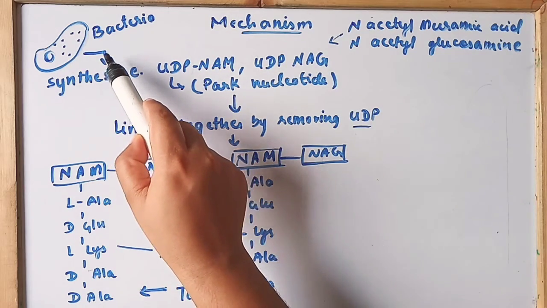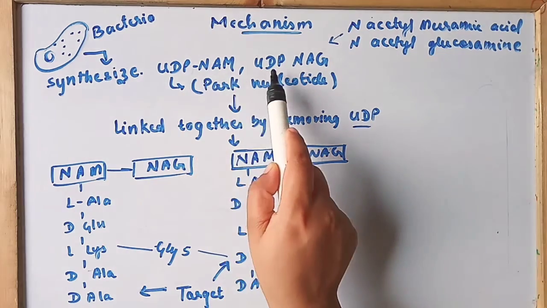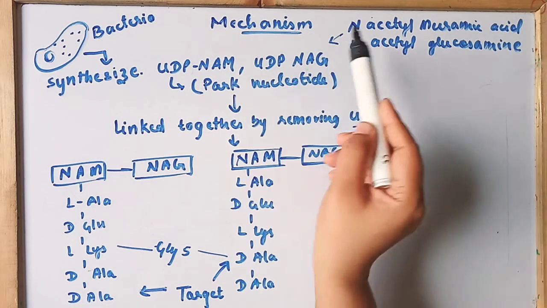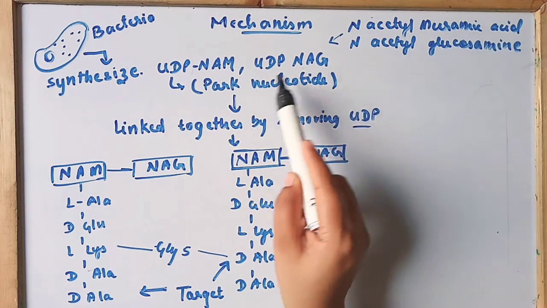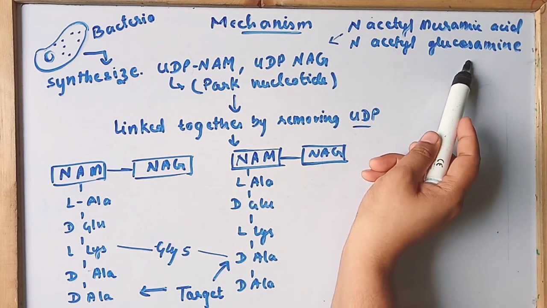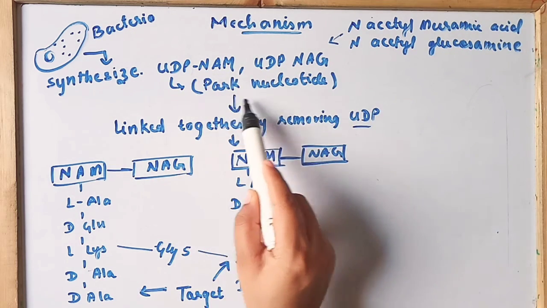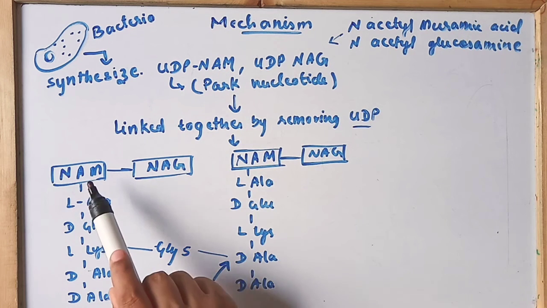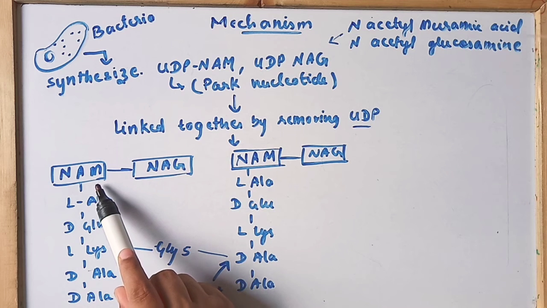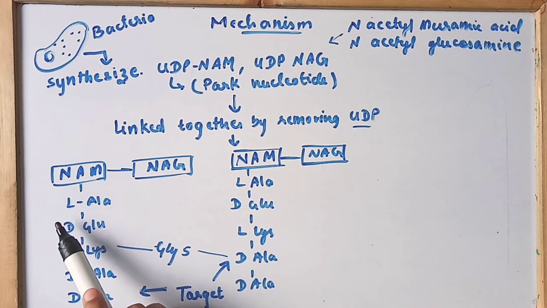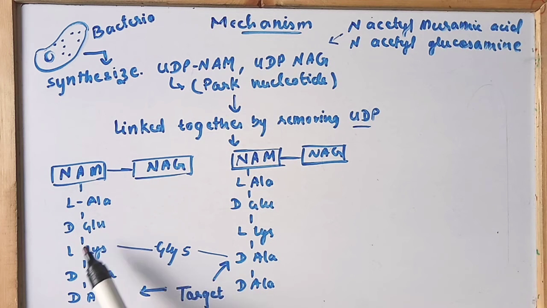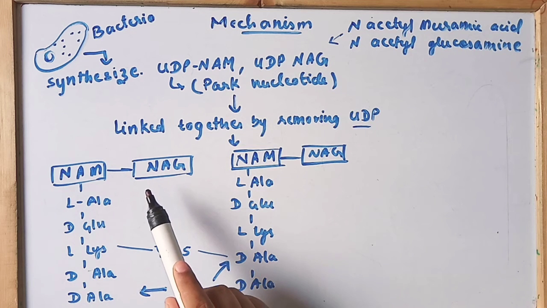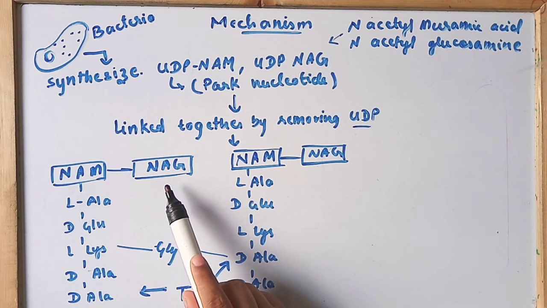This is the bacteria which synthesize UDP-NAM and UDP-NAG. Here NAM means N-acetyl muramic acid and NAG means N-acetyl glucosamine. UDP-NAM is a nucleotide, which means it has a pentapeptide. So let's see the structure of NAM and NAG. It is a pentapeptide chain of NAM. So it consists of L-alanine, D-glutamic acid, L-lysine, D-alanine and D-alanine. And NAG does not have such pentapeptide.